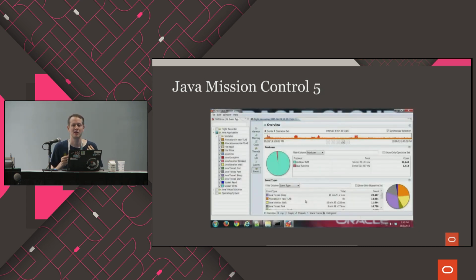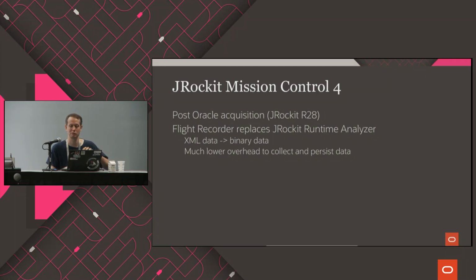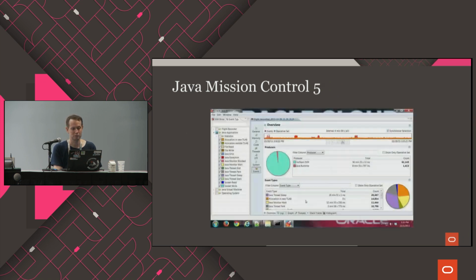And so all of a sudden, Flight Recorder went from the JRocket Runtime Analyzer, where if you were having some problem you would take a recording of this data, to something with such low overhead that we could have it on all the time. That was really the idea behind it when we went to market with it. Around this time, the GUI tools visualizing this data were also evolving, and so Mission Control 5 was released. Mission Control 4 was significant because it was the first version that was post-Oracle, and so the first version that supported what we called Flight Recorder.